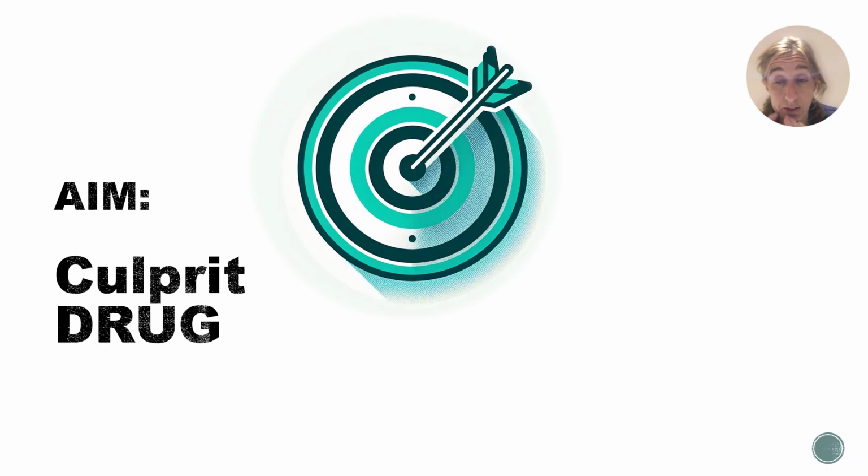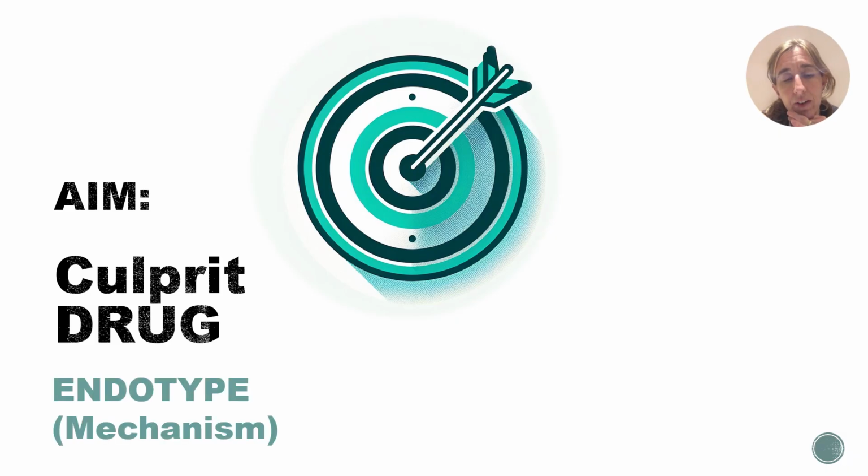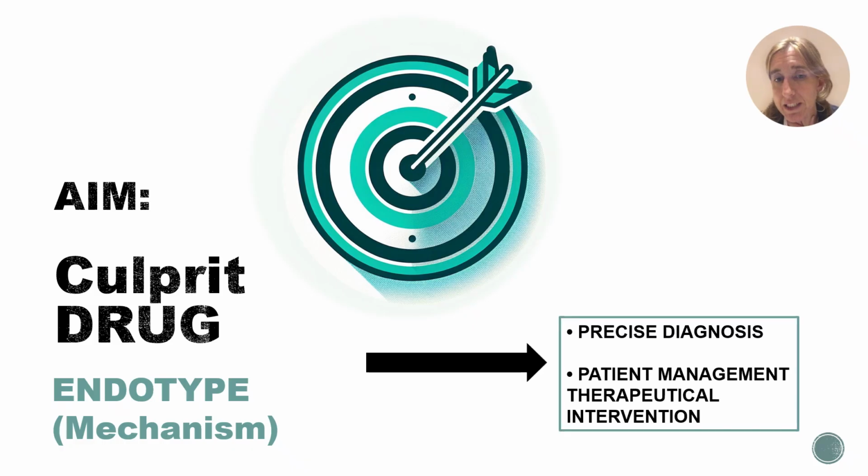The aim is to identify the culprit drug, because with this we have the relevant endotype and mechanism, which is the relevance of phenotyping the immediate drug hypersensitivity reaction. So we go for precise diagnostics, avoiding falsely labeled patients and also avoiding causing harm in patients with reactions. And with this precise diagnosis, we also have patient management and therapeutic interventions.